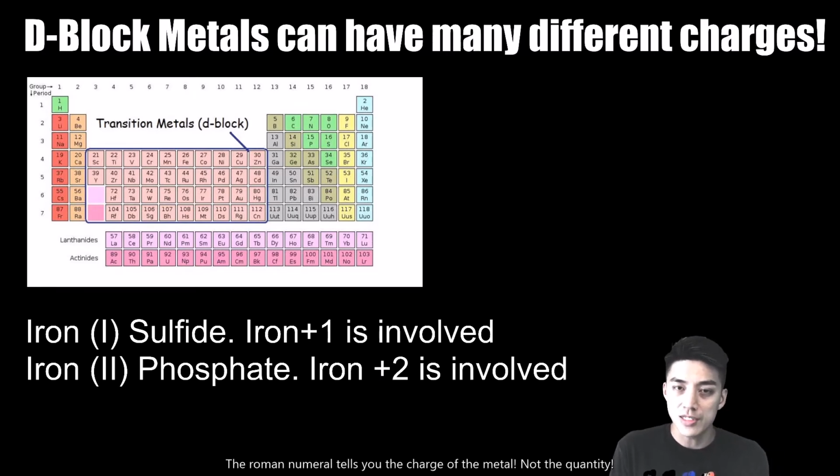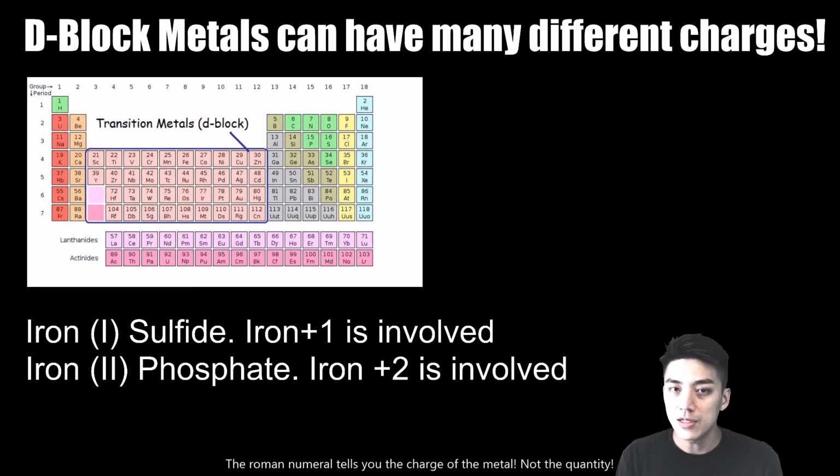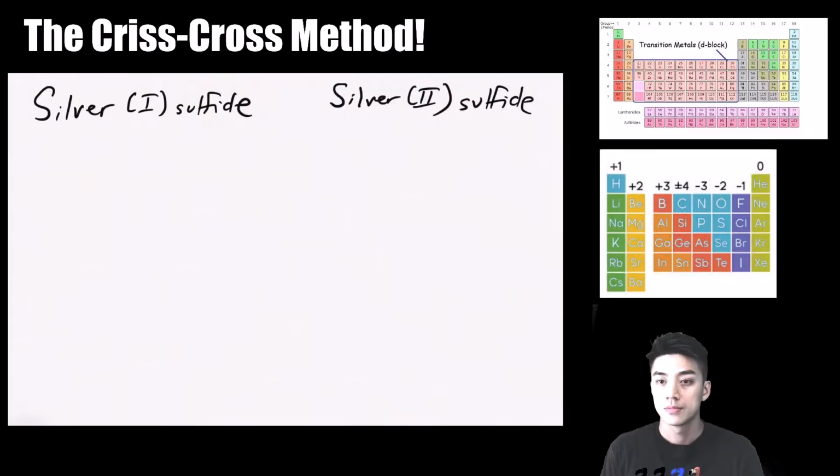This is kind of hard to get students to understand, but that Roman numeral does not tell you how many irons or how many coppers or how many silvers. It's basically just telling you the charge of that metal. So for example, if you see iron(I) sulfide in Roman numerals, you know that you're dealing with an iron +1 charge. On the other hand, if you see a polyatomic, the rule still applies. If you see iron(II) phosphate, you see a 2, well, you know now that an iron +2 is involved. Let's check it out.